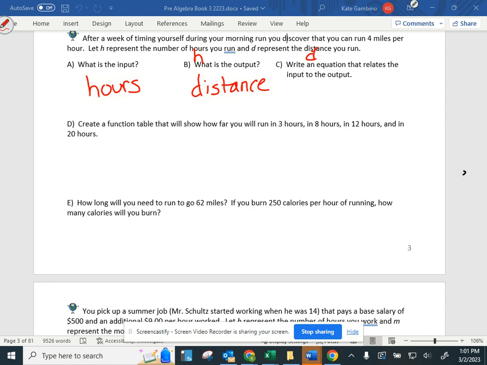So what I'm putting in is the hours, and then I see how far I can go. So that's my output. So now I need to write an equation, that rule, that relates the input to the output. After a week of timing yourself during your morning run, you discover you can run 4 miles per hour. So what would my equation be, Gus?